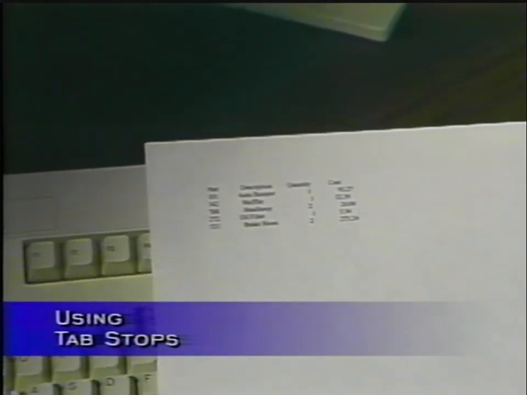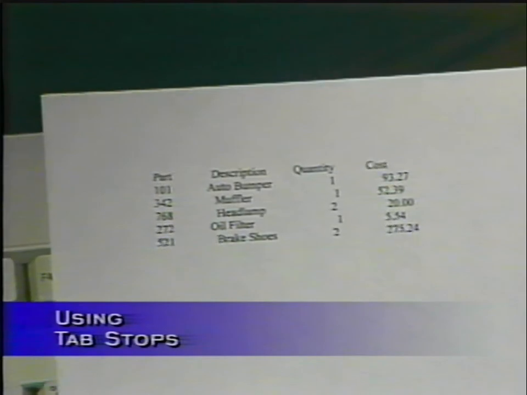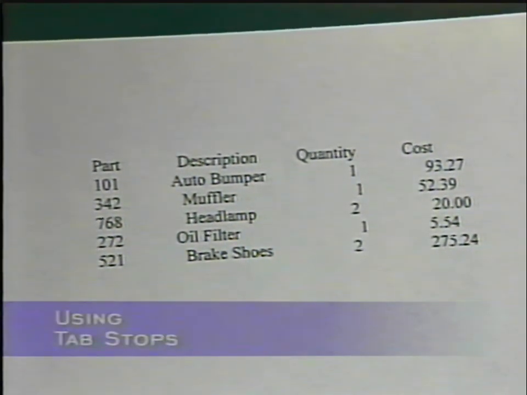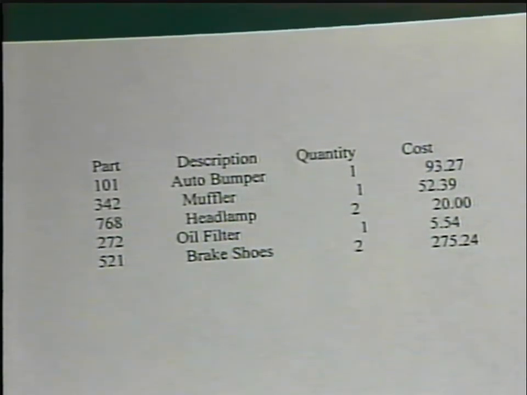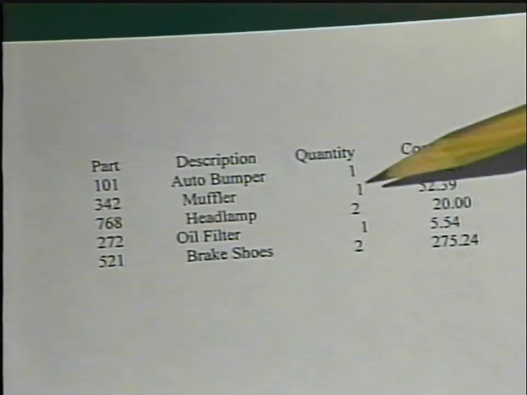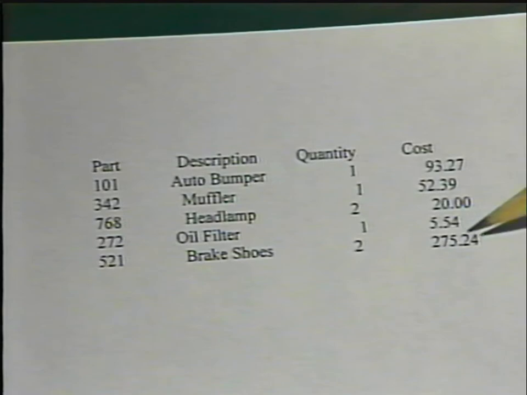Using tab stops. Tabs or tab stops are used to place text at precise locations in your document. For example, if you want to make a table, you should use tab stops to line up the text. You should never use spaces to line things up, because things probably won't line up the same way on the printout as they do on the screen.